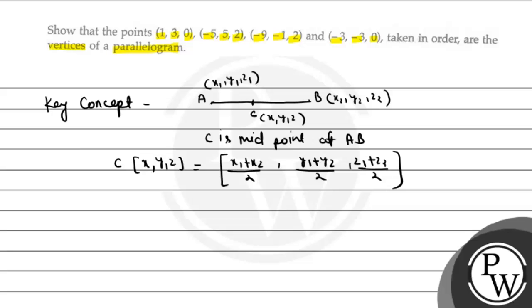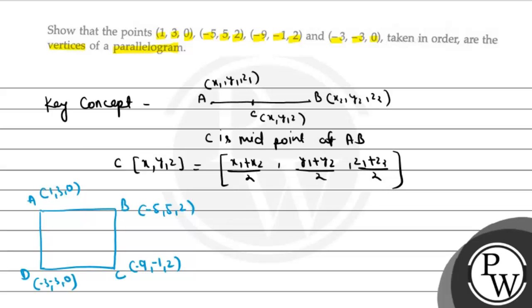So in this question we have been given 4 points, taken in order, as the vertices of a parallelogram. Let's say this is a quadrilateral ABCD, and we have to prove it is a parallelogram. This is point A, B, this is point C and point D. Coordinate of point A is 1, 3, 0. Coordinate of point B is -5, 5, 2. And coordinate of C is -9, -1, 2. And coordinate of point D is -3, -3, 0. So from here, let's join diagonals AC and BD.